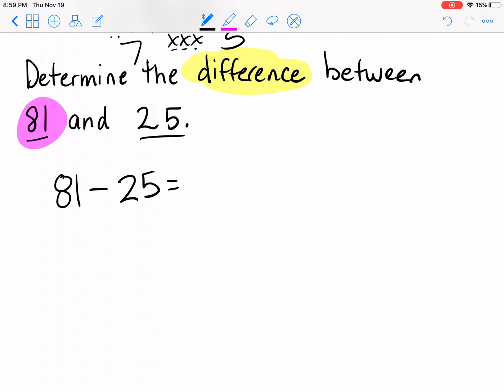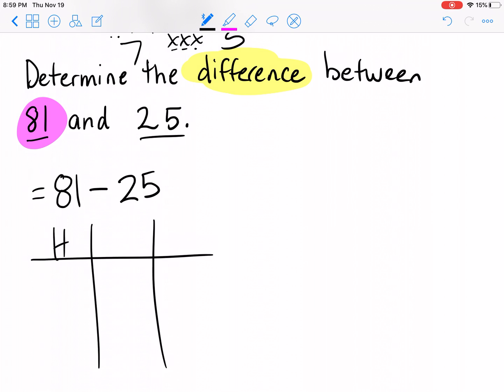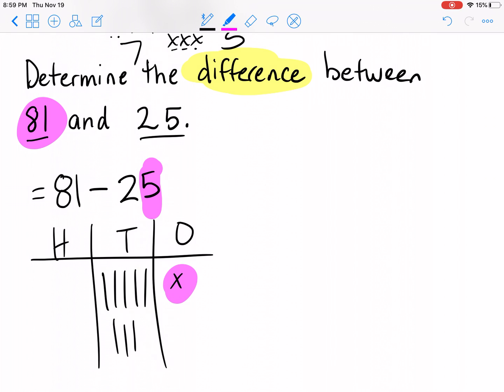And usually we see our equal sign there, but it could go in front of the 81 too, but we know the biggest number goes in front of the minus sign. So we're going to set ourselves up here. 81 minus 25. Start in the ones place. Take away 5 ones. But what's my problem? I only have 1 one right here.